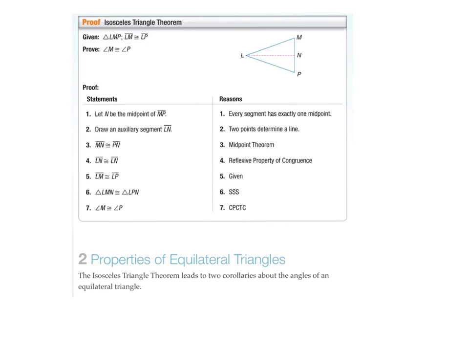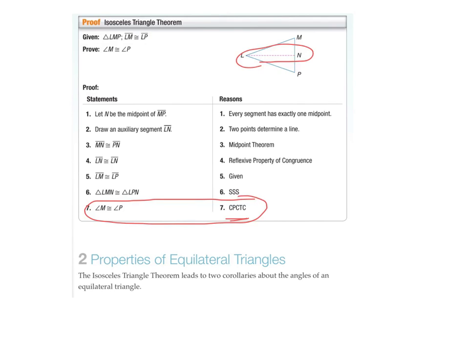Okay, so let's have a look at this isosceles triangle theorem. Again, what you've been given, what you have to prove. And don't forget you are going to use the reflexive property again and the information that you've been given. But what I want you to pay close attention to is this here. What does CPCTC stand for? Corresponding parts of congruent triangles are congruent. In other words, if you can use SSS, SAS, AAS, ASA and all that, then if you prove that two triangles are congruent, every other part of them is.